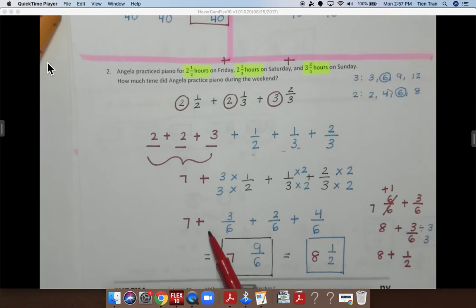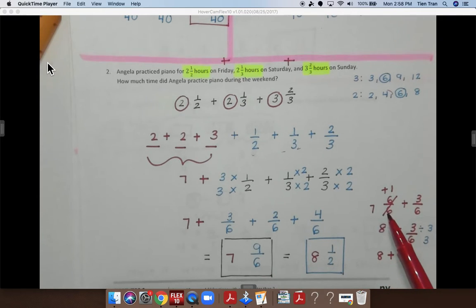So now I have 7 plus 3/6, plus 2/6, plus 4/6. I know that 3 plus 2 plus 4 is going to give me 9, and my denominator is 6, and I bring that 7 right over. However, notice that my 9 is larger than my 6, so I'm going to make sure that I change that into an improper fraction.